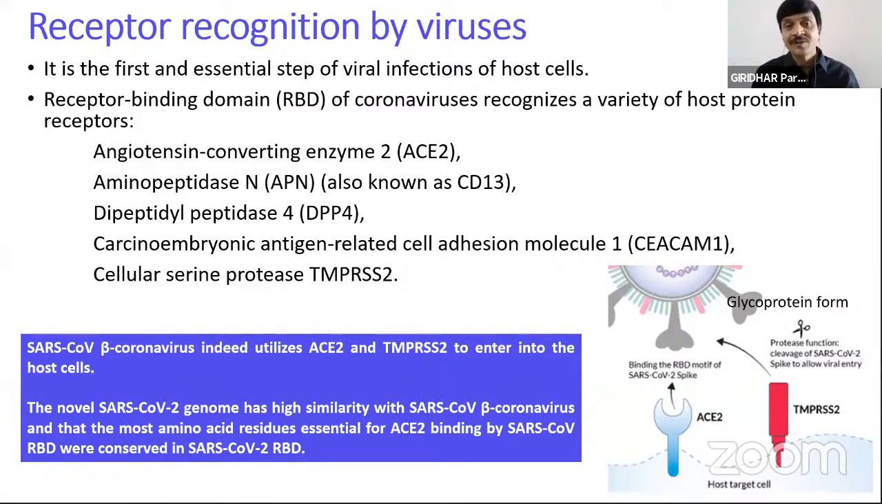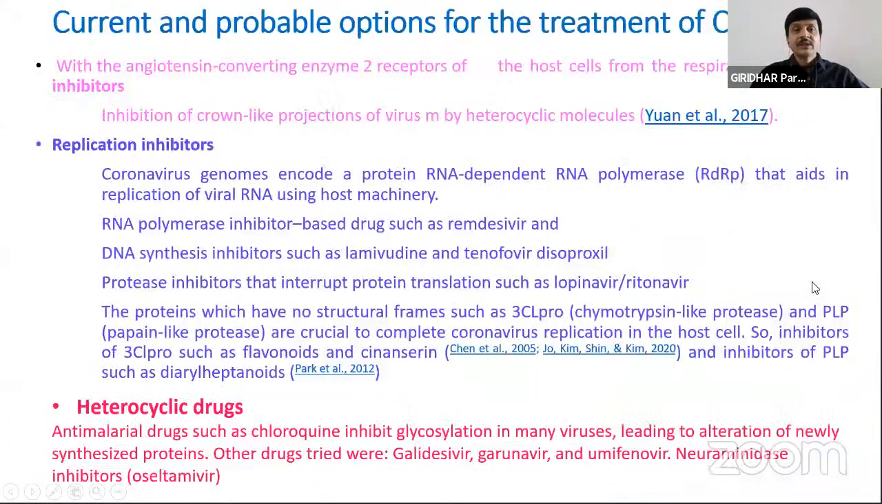So if you focus your research only on ACE2, sometimes escapes will happen. You may be using the drugs against ACE2, but still some people get this infection because, in such persons, because of their body constitution or immunological status, these other receptors also will be active and invite the virus particle load into them. So for SARS-CoV coronavirus infections, these are the receptor molecules. This is just what I explained earlier. So let us look into the current and probable options for the treatment of COVID-19.